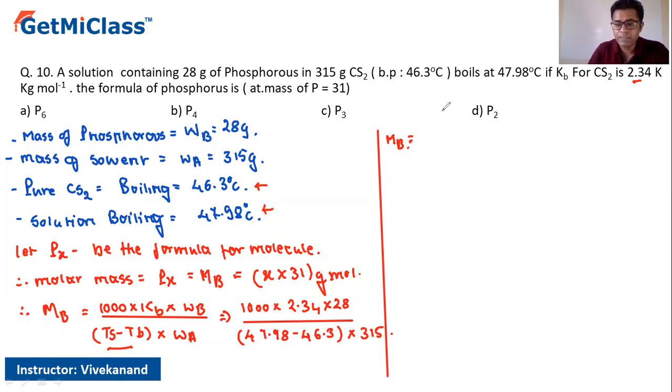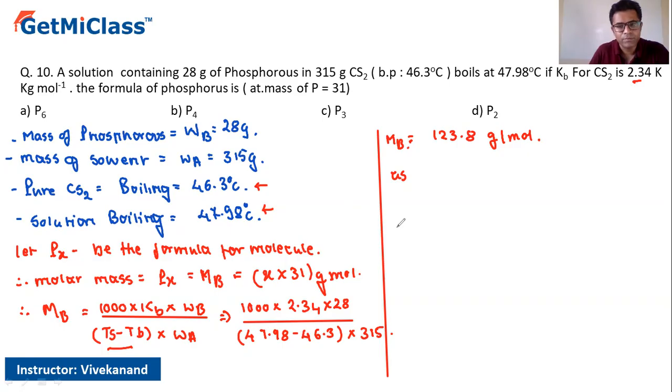So Mb is equal to, now when we are going to solve this entire scenario, that is 1000 into 2.34 into 28, the whole thing divided by the difference in the boiling point into 315. So that is going to give us a value of 123.8 grams per mole. Okay, now, as what we have already seen over here is Mb is equal to X into 31.